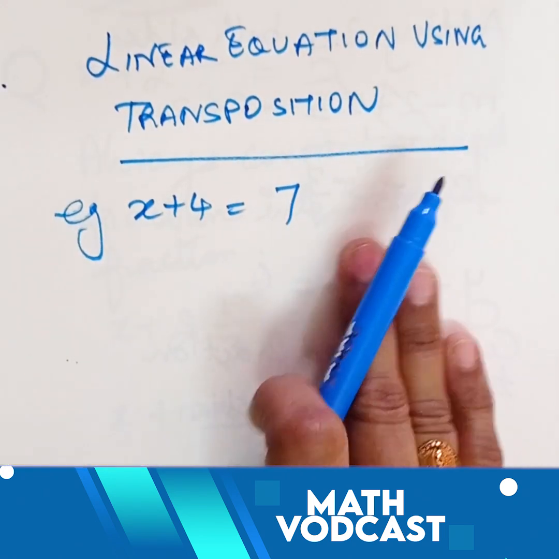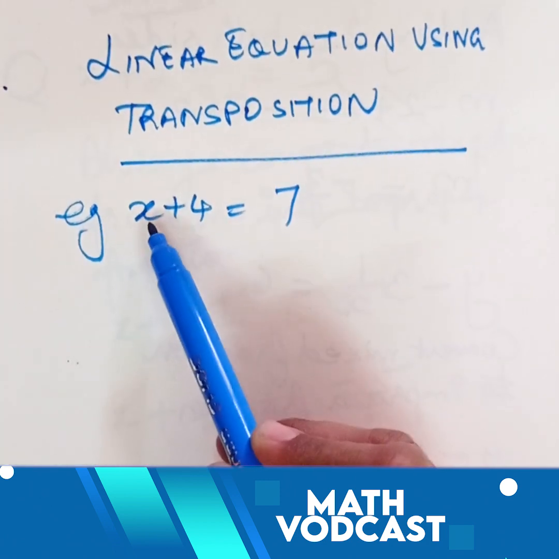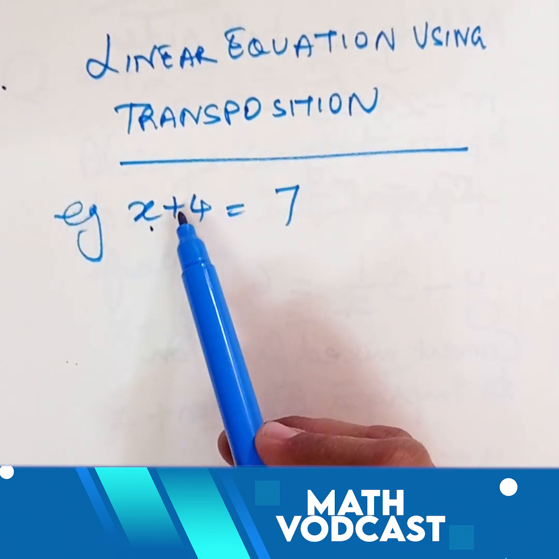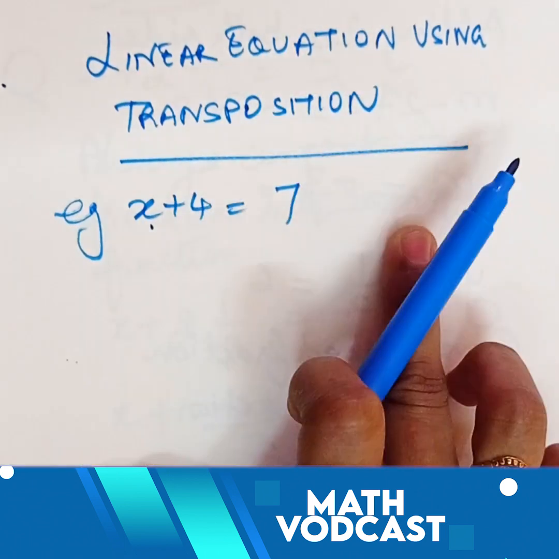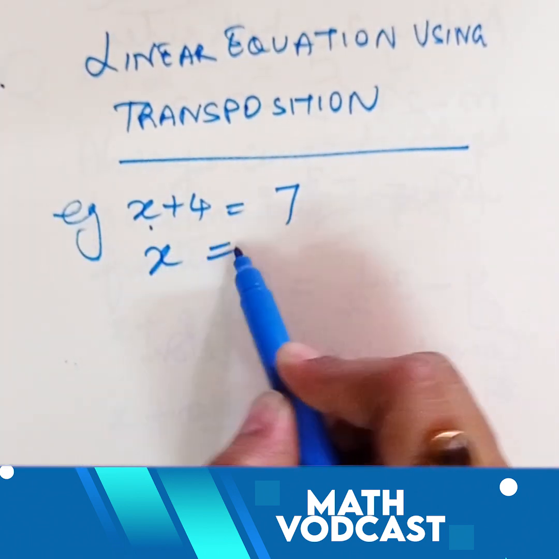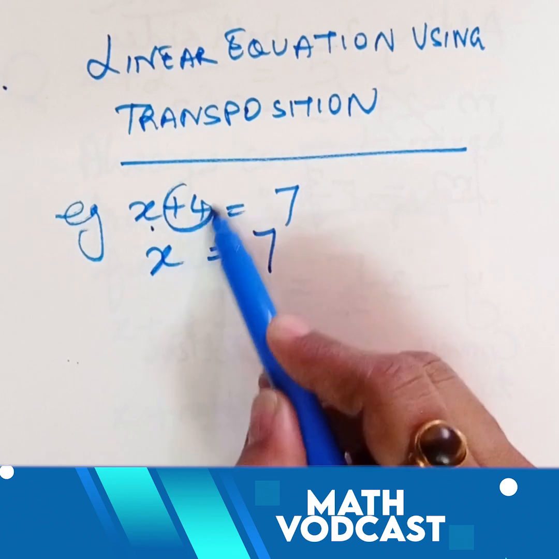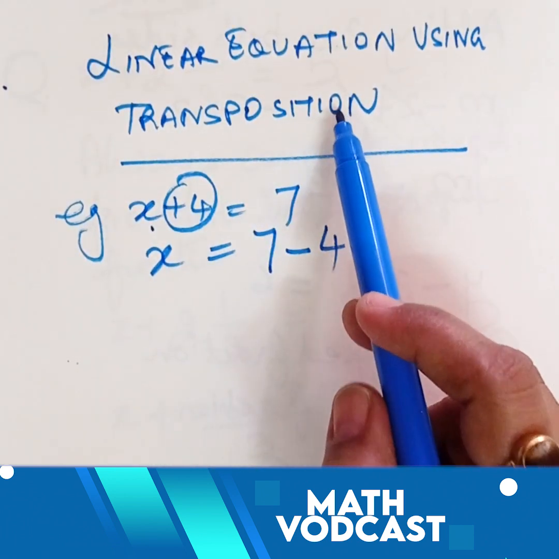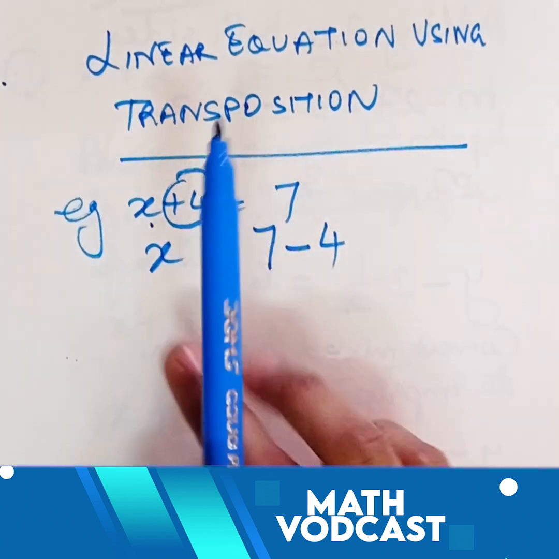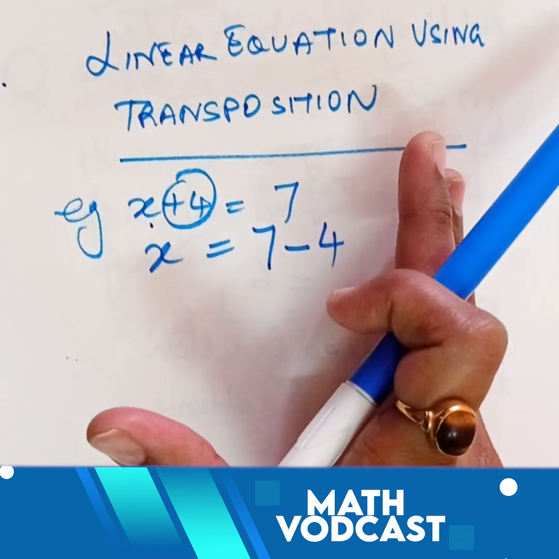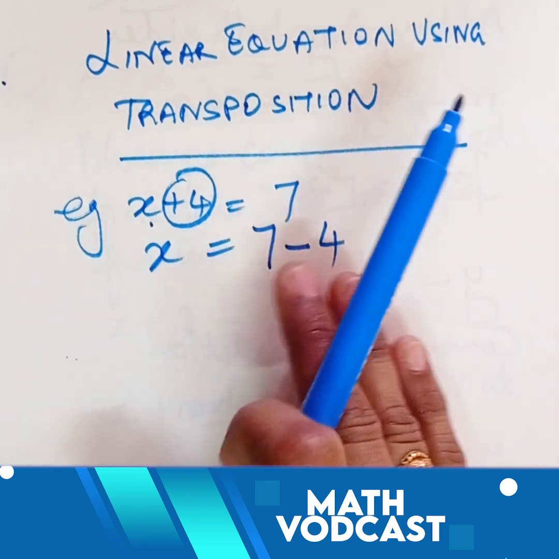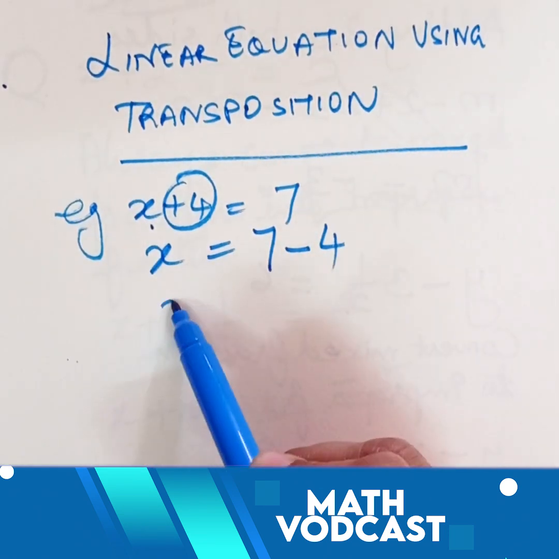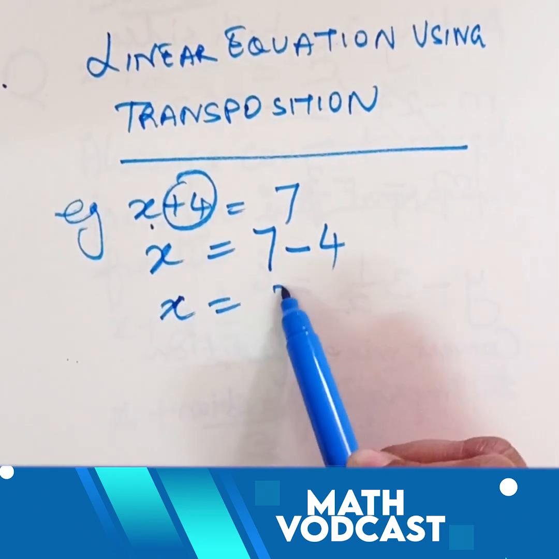Suppose I want to keep x here, I want to solve this equation. This 4, suppose I take it to the other side, so x is equal to 7, this is plus 4, this will become minus 4. This is a rule of transposition, that is, a positive term, when it goes to the other side of the equal to sign, becomes a negative term. So x is equal to 3.